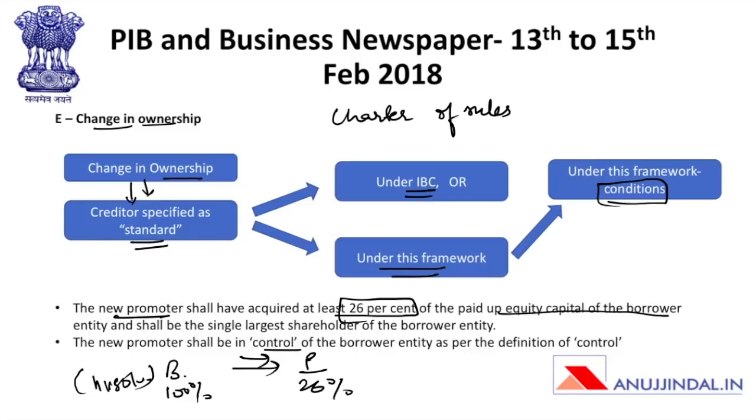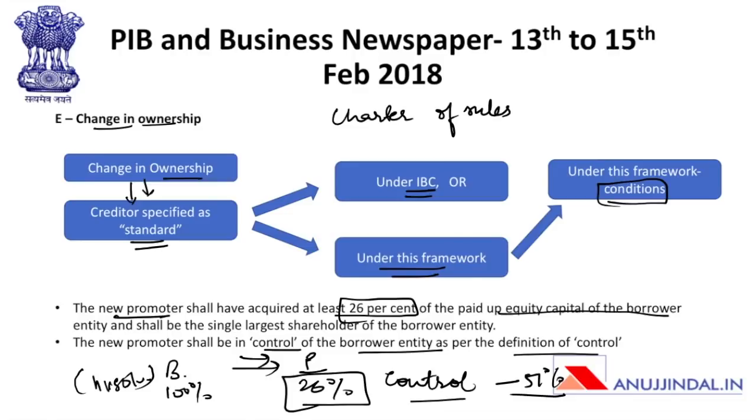The new promoter shall be in control of the borrower entity as per the definition of control. So not only is it required that it shall have at least 26% paid up equity capital, it should also have control over the company. Now, as you all know, control is acquired only when you have 51% stake in the company. But you can also have control when you have a majority stake in the company. So you have 26%, but all the other owners, let's say five other owners, all of them have the remaining 10%, 20%. All the owners have less than 26% in the company. And this promoter has a majority stake in the company, and therefore he also has control over the operations of the company. So these are the two new conditions which have been provided in the new Charter of Rules.